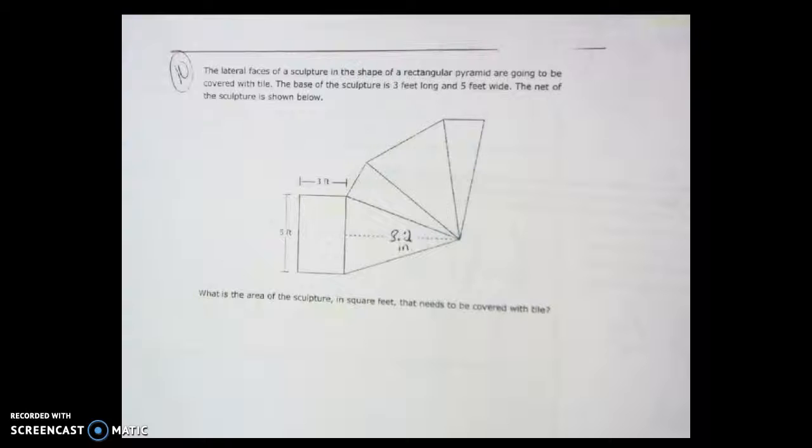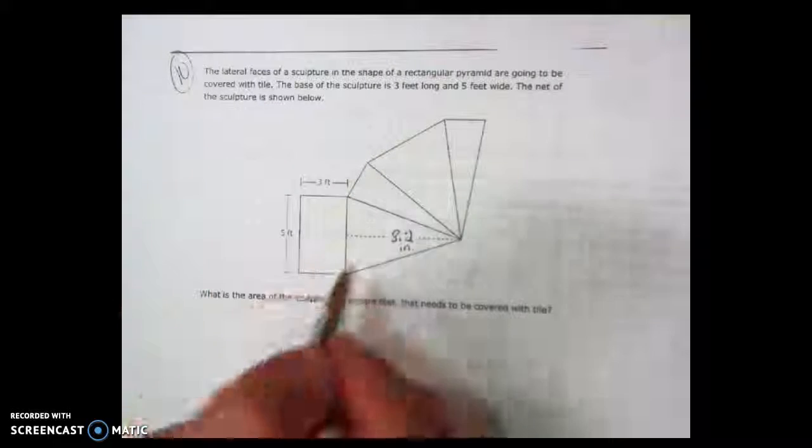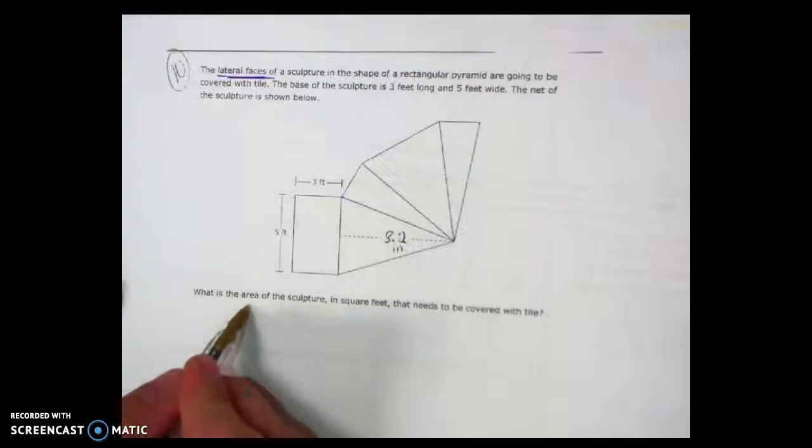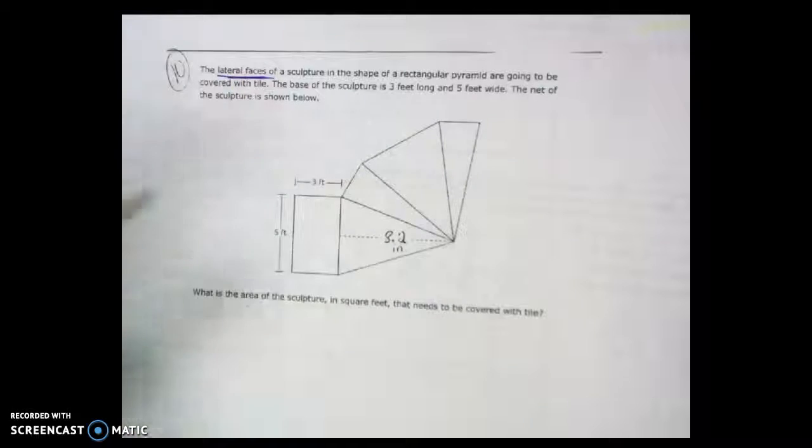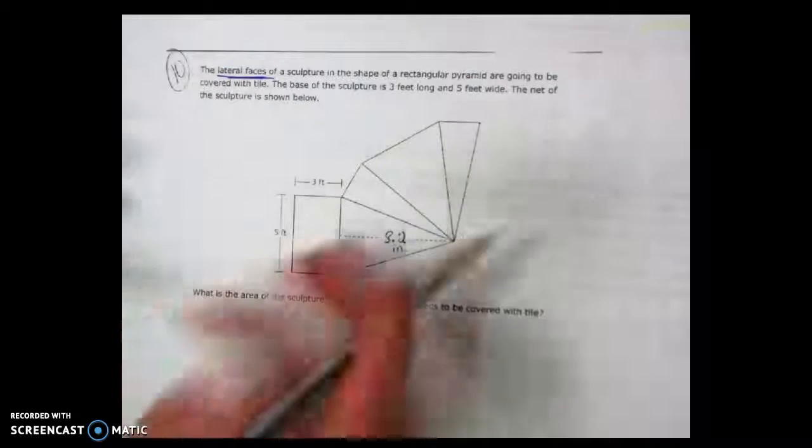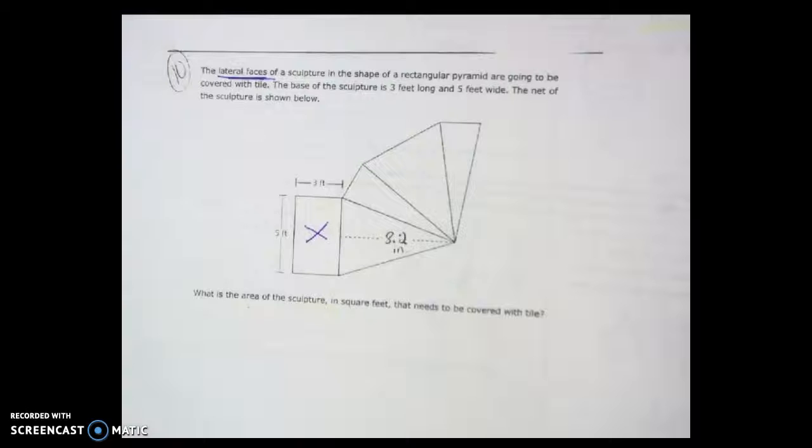And number 10, the lateral faces of a sculpture in the shape of a rectangular pyramid are going to be covered with tile. The base is 3 feet by 5 feet. The net is shown. What is the area of the sculpture that needs to be covered with tile? The lateral faces are going to be covered. So lateral. It says the lateral faces will be covered. This just says the area, but you got to read up here. It asks you about the lateral. So we do not care about the base.